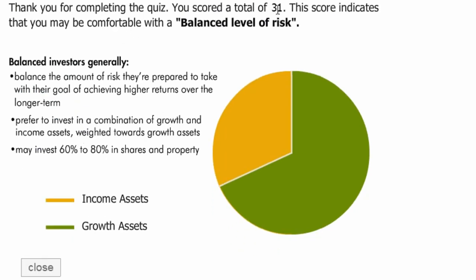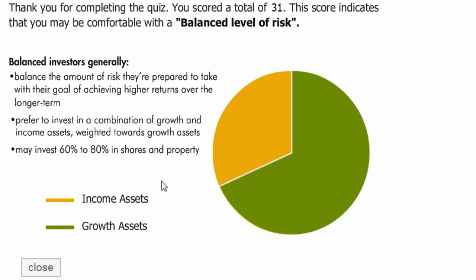And then it usually gives a little statement saying I'm prepared to take some risk with the goal of achieving high returns over the long term. Yeah, that's certainly me. And I prefer to invest in a combination of growth and income assets, weighted more towards growth. When they talk about growth assets in the green here, they're thinking stocks, and income assets would be more like bonds. Sometimes these calculators will spit out this much in stocks, this much in bonds, this much in cash.